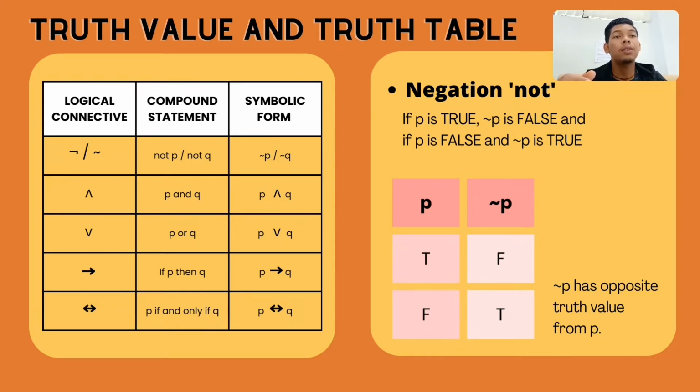Next, we move to the first type of logical connective, which is negation or not. If P is true, not P is false, and if P is false, not P is true. You can look at the truth table here. If P is true, then not P is false. And if P is false, not P is true. We can conclude that not P has the opposite truth value from P.